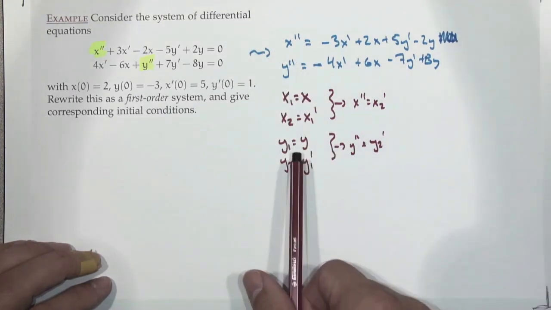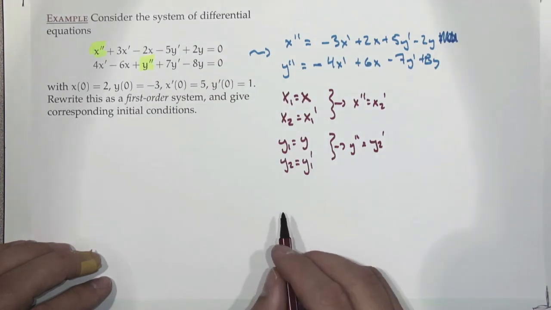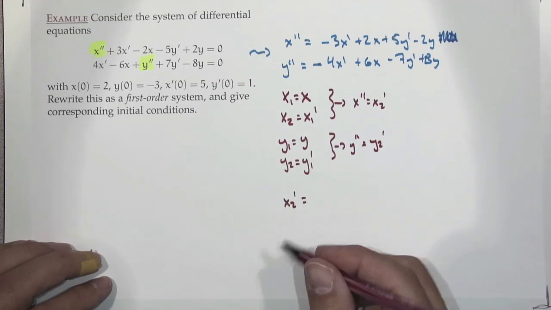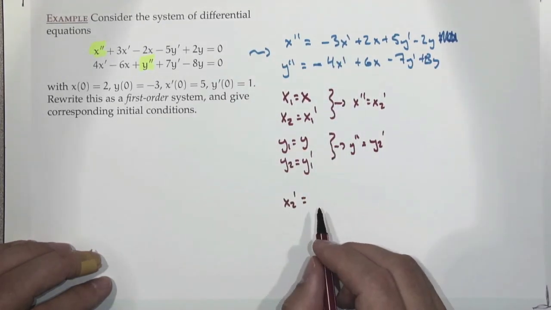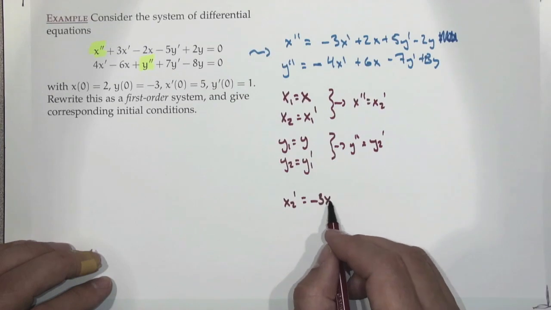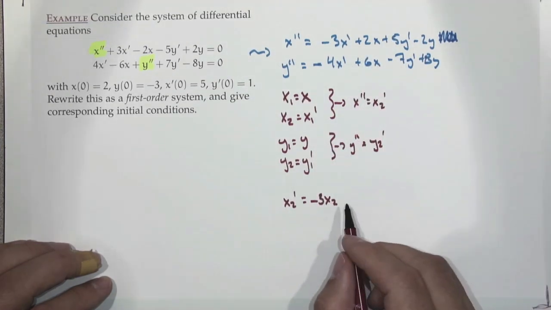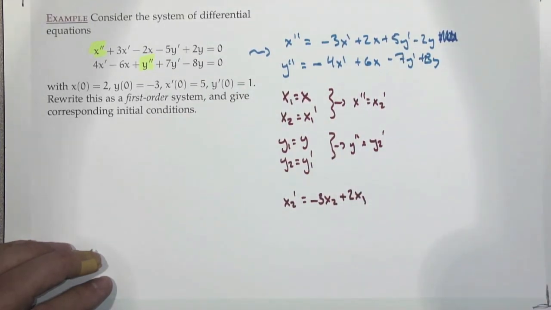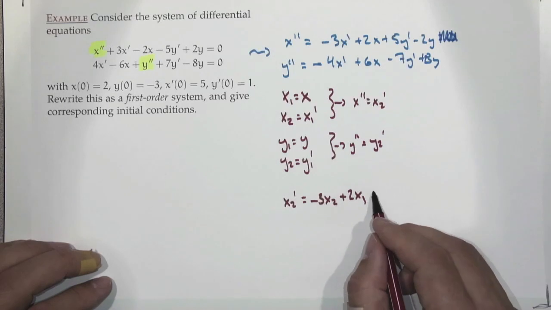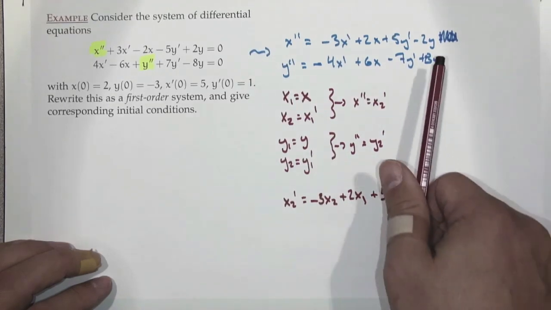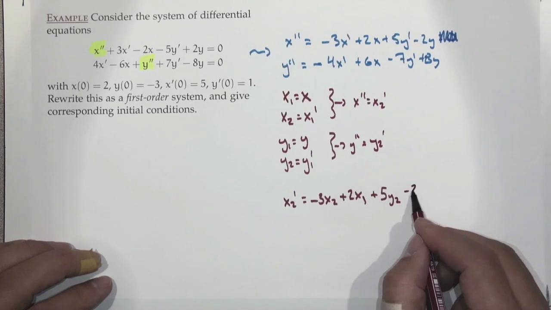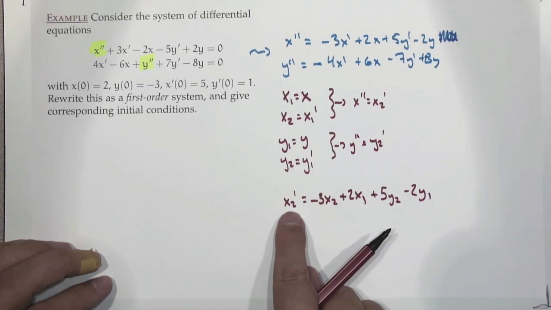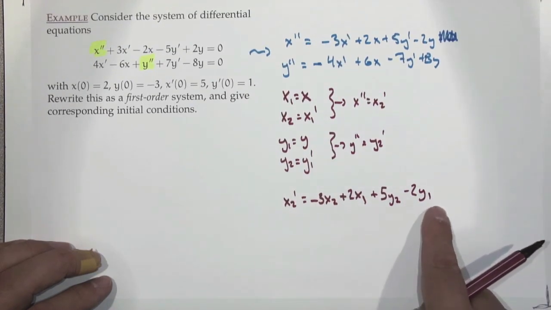So, I claim there's enough here to rewrite. This first equation, what does the left-hand side become? That x double prime, x2 prime equals x prime will be x2. The x will be x1. The y prime? y2. The y? y1. Notice this is a first order, right? There's only one derivative. Everything else is just one of our variables.